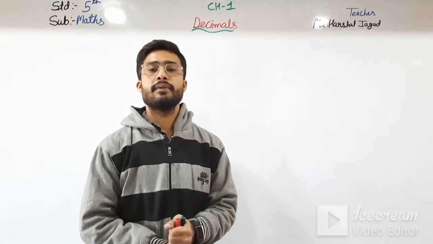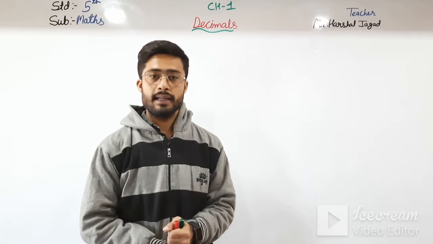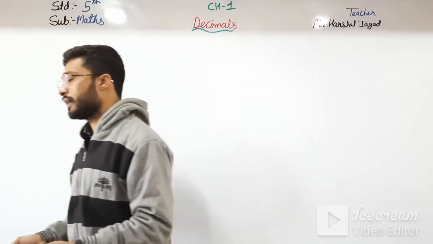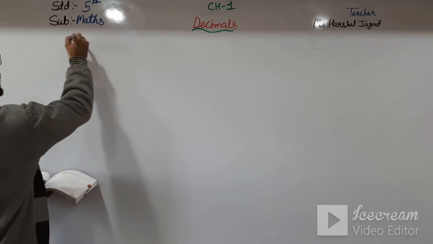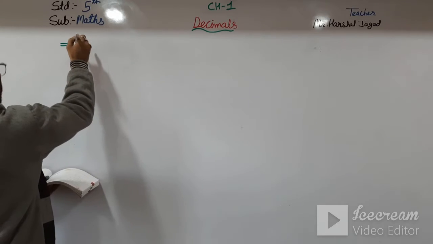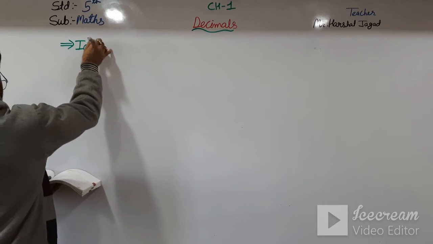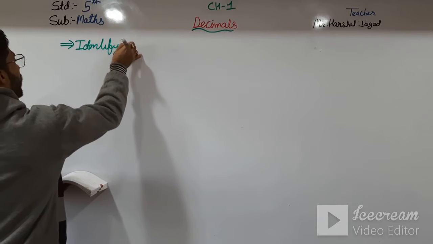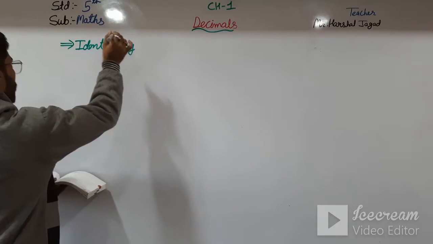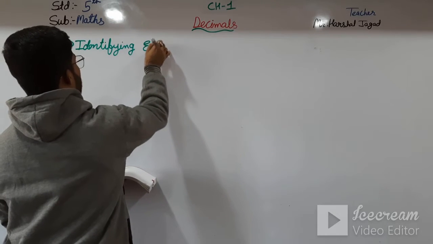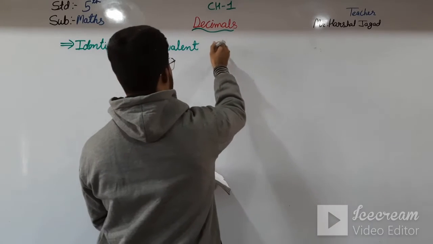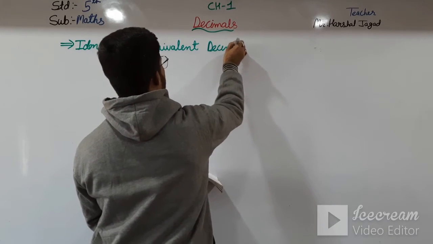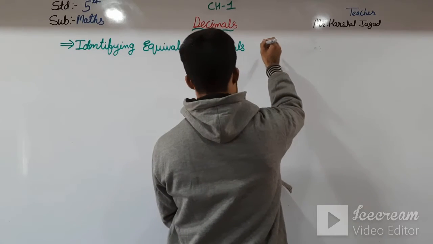In the previous video we have just completed exercise 1.10. Now moving forward with our new topic, that is identifying equivalent decimals and fractions.